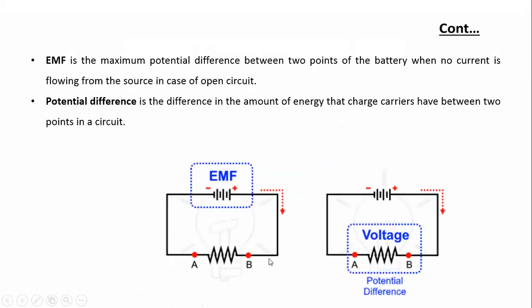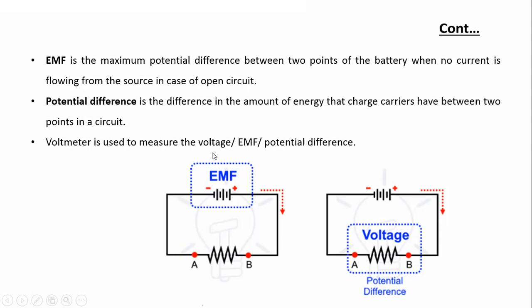Here is the example. You have an EMF, the flow of current, and a load resistance. You will have different voltages at point B and A, and the difference in voltage will be known as your potential difference. However, if you calculate the same difference in potential at the point of the source, you will get the maximum potential difference, and that maximum potential difference is known as the EMF.